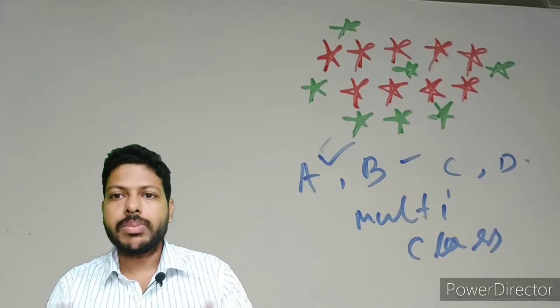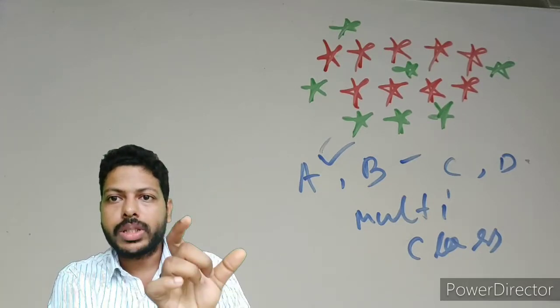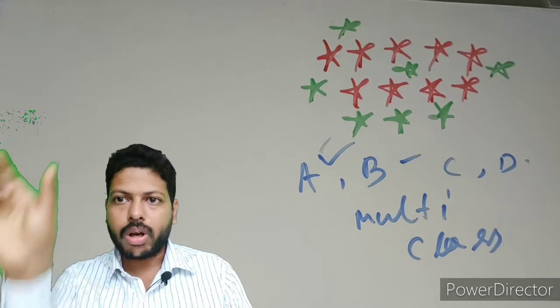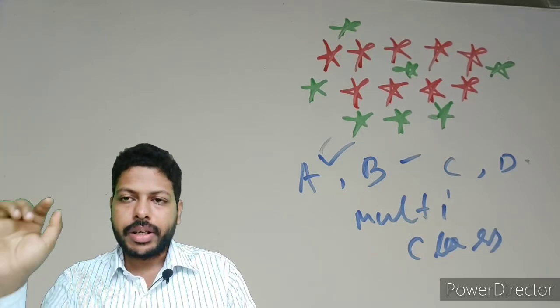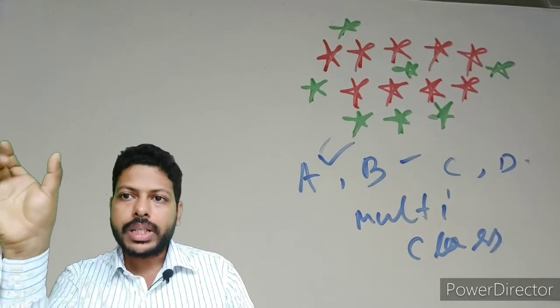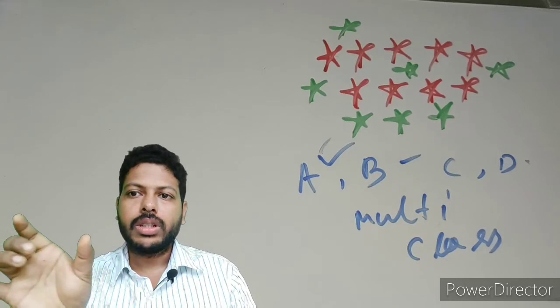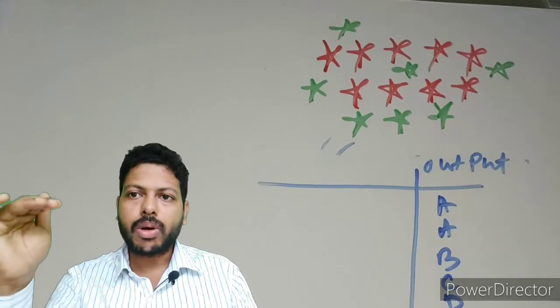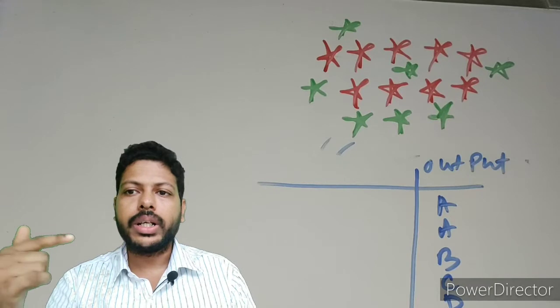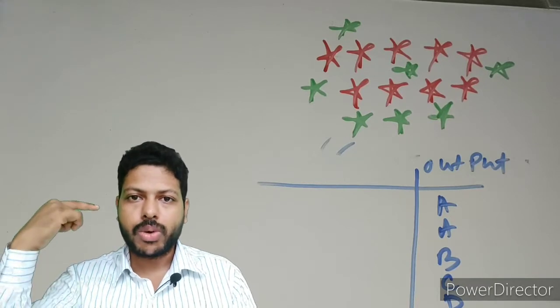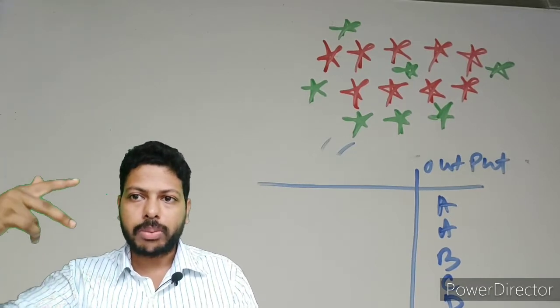Suppose a data set is present and one column is there in that data set. That column has these four options, and from those four options, while calculating, we are determining whether it belongs to option A or option B or option C or option D. We are classifying in this situation.